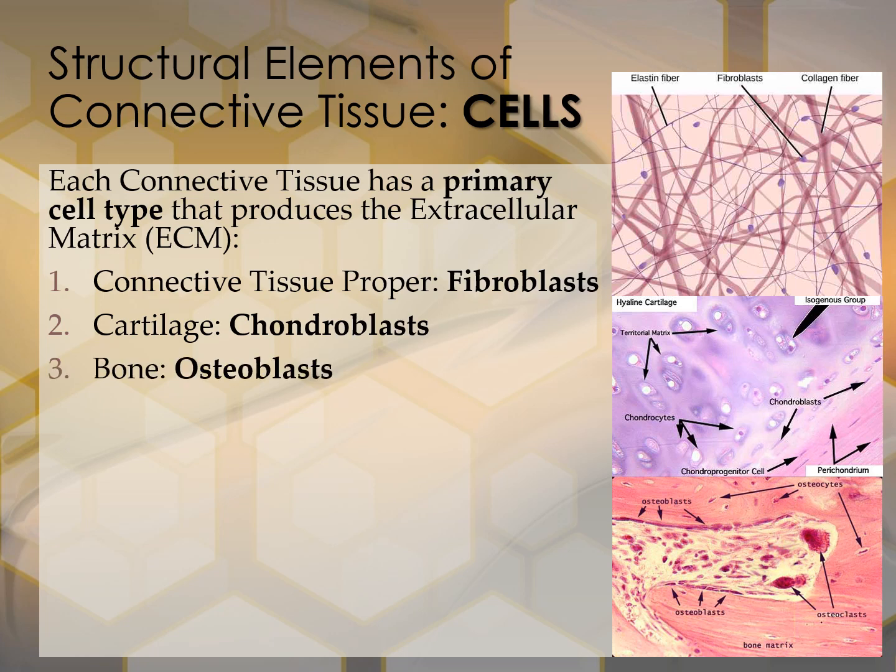If we're talking about cartilage, the cells in cartilage are called chondroblasts. And if we're talking about that bone, they're osteoblasts. So if we look at our three pictures over here, we're going to have connective tissue proper up here.